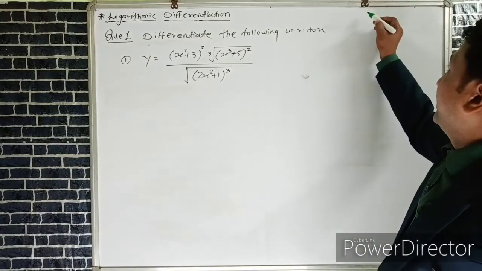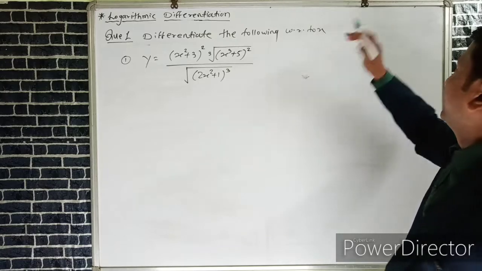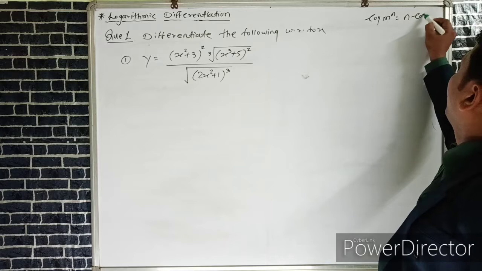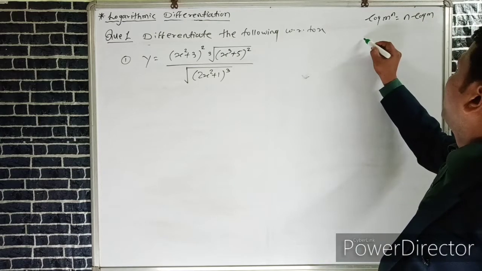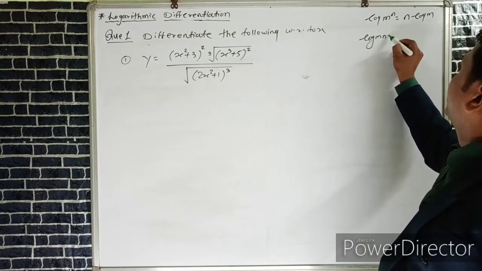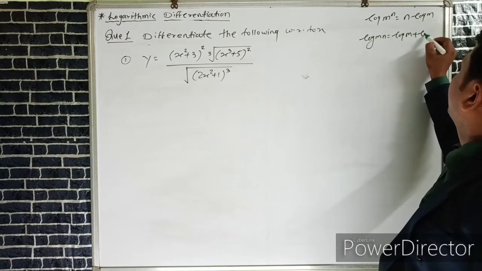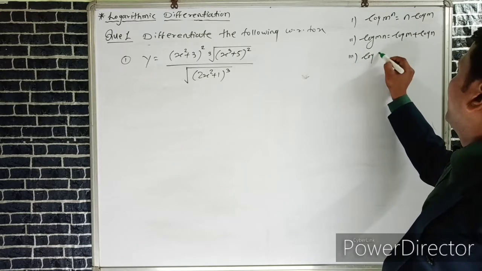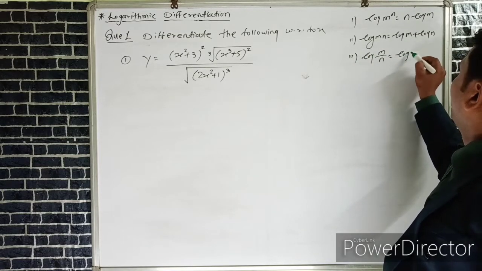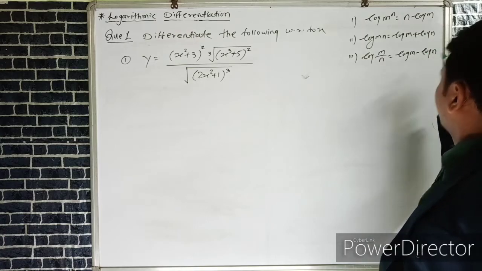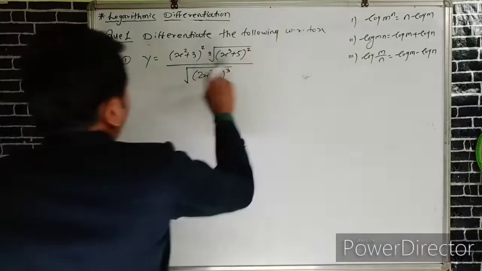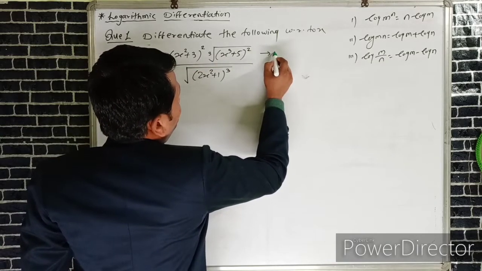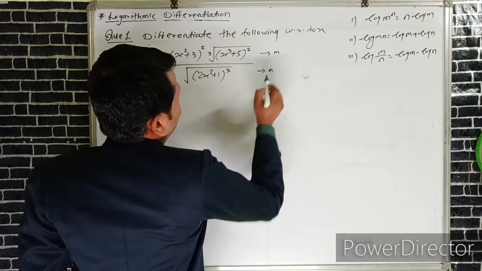You know about the rules of logarithm. If there are two functions, the first rule is log of m raised to the power n is n log of m. You know log of m into n is log m plus log n, and log of m upon n is equal to log m minus log n.